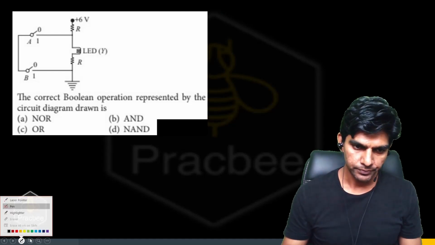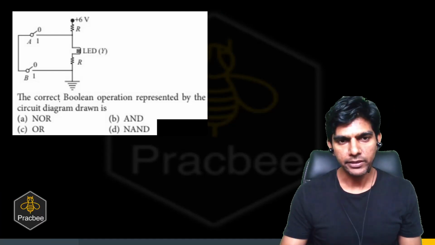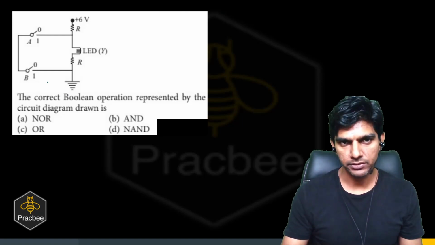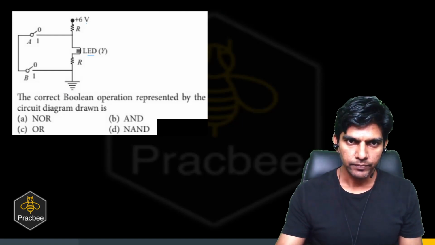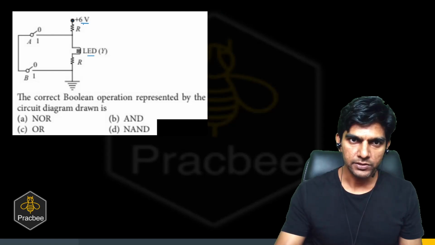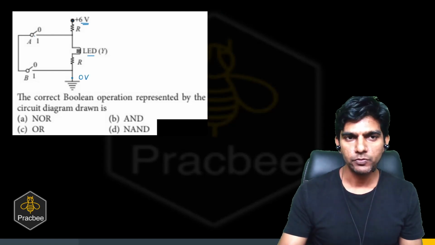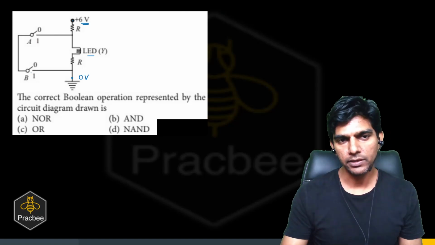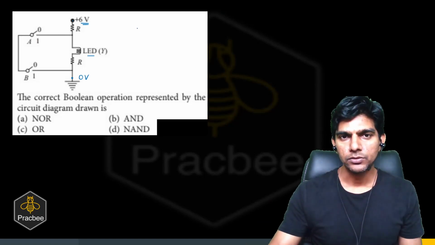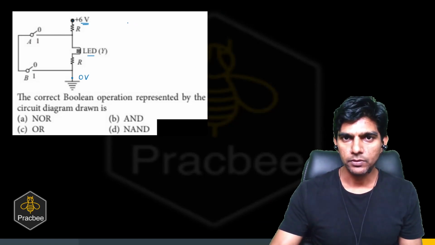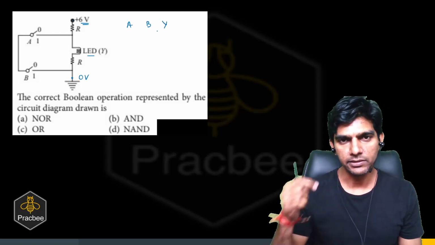Now in this question, we have been given a circuit and we have to find which gate this diagram represents. So can you see there is an LED, and at one end of the LED we have 6 volts, at the other end it is grounded, so we have 0 volts. And if the switch is open, it is a low signal. If the switch is closed, we have a high signal. So let us draw the truth table in this case. So A, B, and let us say Y is the output.